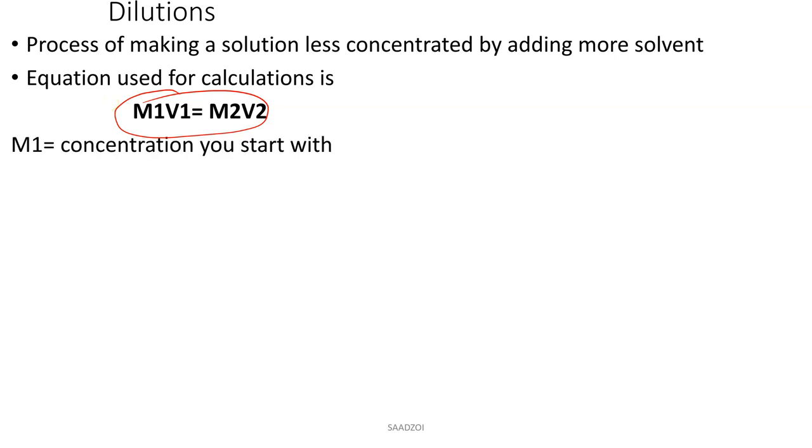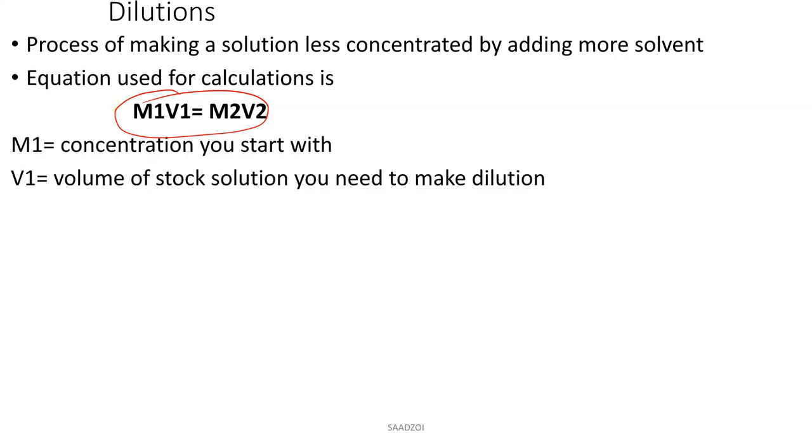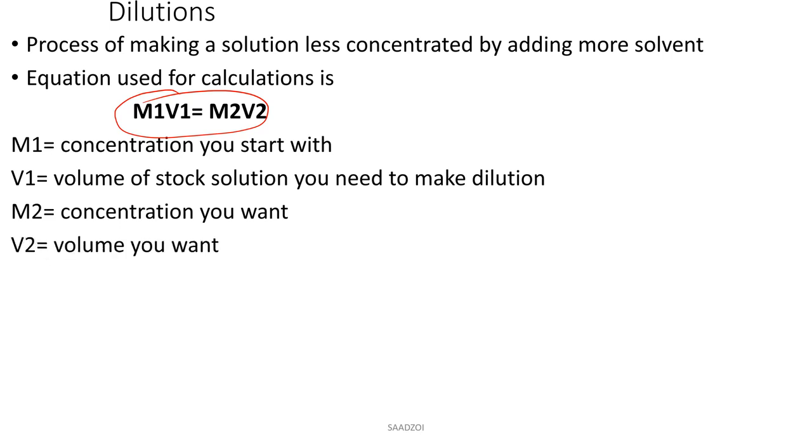M1 is the concentration you start with. V1 is whatever you're given initially. M2 is the concentration you want, what you're looking for. And V2 is the volume you want. So the vast majority of the time, you're looking for V1. And if you're not looking for V1, you're looking for the volume of water you're adding, which is going to also require you to do a little bit more math, but we'll talk about that when we look at one of those.